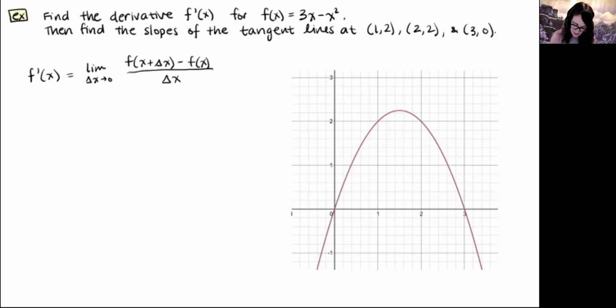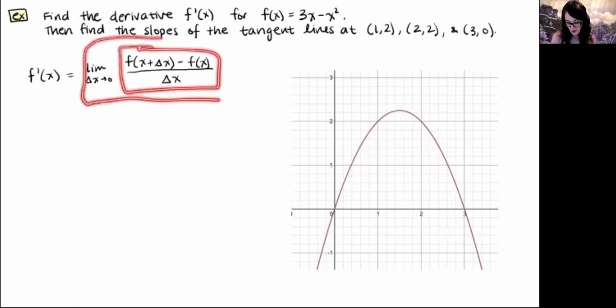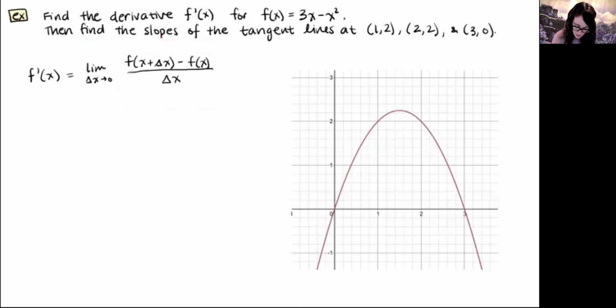Now, in all of these cases, we always will have a difference quotient that we need to simplify first, and then we will have a limit that we need to calculate after. So the first part of the difference quotient, the hardest thing here might be to figure out what the f of x plus delta x, or the f of x plus h, is going to be in this case. Maybe pause this video to see if you can figure out what this is on your own.